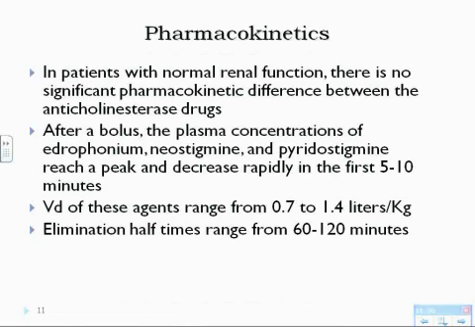In patients with normal renal function, there are really no significant pharmacokinetic differences between the anticholinesterase drugs. After a bolus, the plasma concentrations of neostigmine, edrophonium, and pyridostigmine reach a peak and decrease rapidly in the first 5 to 10 minutes. The volume of distribution is actually just through the extracellular space, so it's 0.7 to 1.4 liters per kilo. And the elimination half-times are pretty much all the same for all these agents, between 60 to 120 minutes.